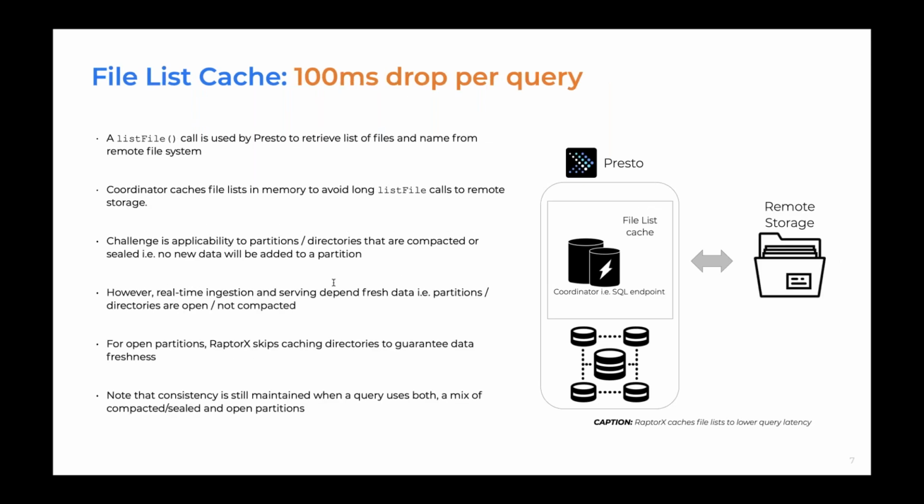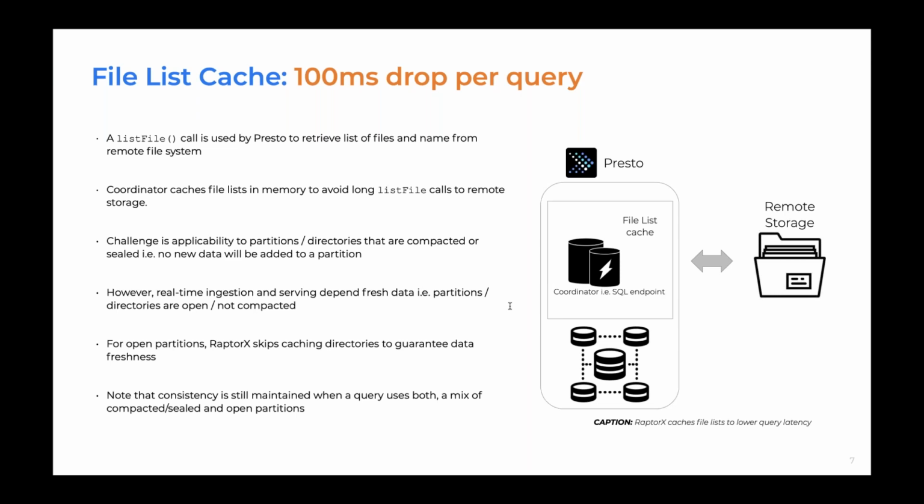File list cache, the next one. The Presto coordinator has the partition information. It sends this partition information to the scheduler and asks, hey, can you schedule the work to different workers? And in order to do so, the first thing the scheduler does is ask the remote storage, what is the list of files you need to work with for these partitions?